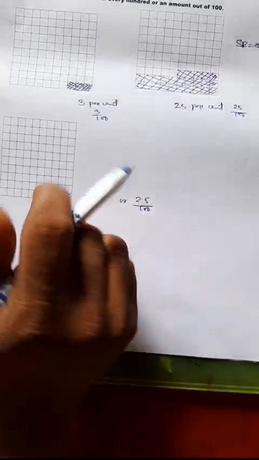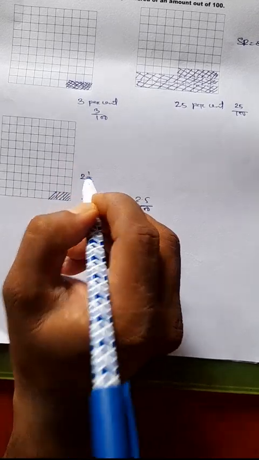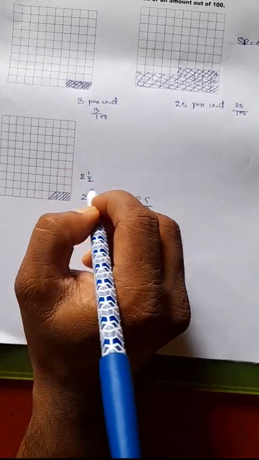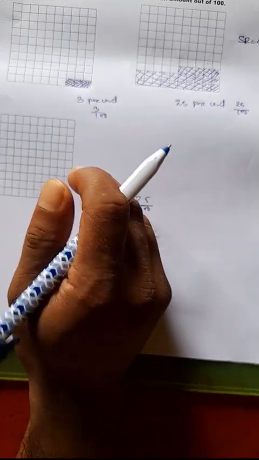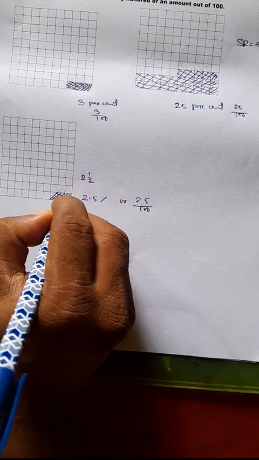Another bar of chocolate, you are eating 2.5 portions. Half means 0.5. We say in fraction it is 0.5. That means you are eating 2.5% of this chocolate.